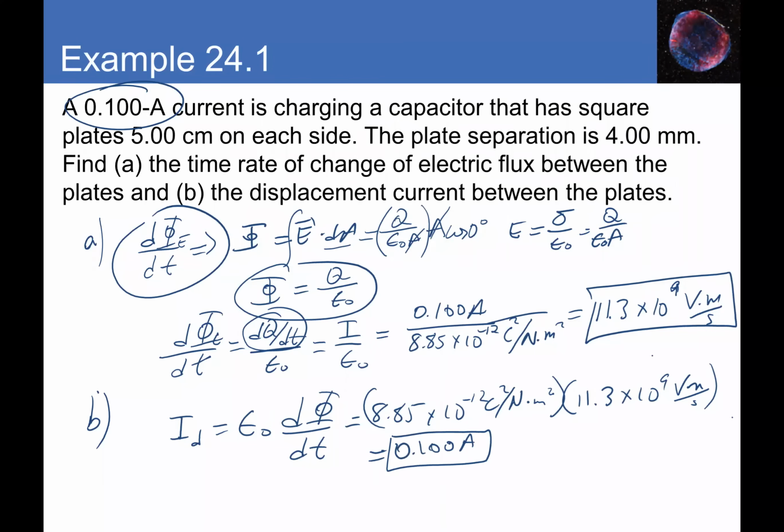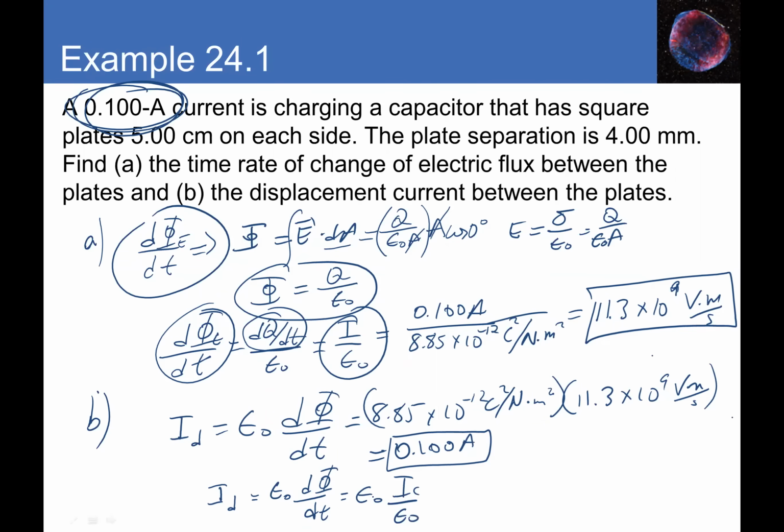You can see this was the conventional conduction current, and when I calculated the displacement current, I get the same answer. It should be the same answer because the current should not be different. They are different, but they represent the same continuous current. Another way to look at it: displacement current is epsilon naught times dΦ/dt, and we talked about how dΦ/dt is nothing but current over epsilon naught. So the epsilon naught cancels, and the displacement current is equivalent to the conventional current. From different sources, but they are equivalent to one another.